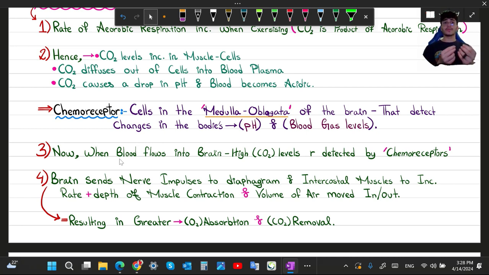Now, when chemoreceptors detect this high level, they're going to send nerve impulses to the diaphragm and intercostal muscles to increase the rate and depth of muscle contraction and volume of air in and out. This will result in greater oxygen absorption and carbon dioxide removal.